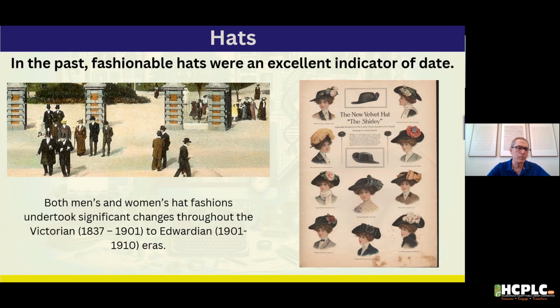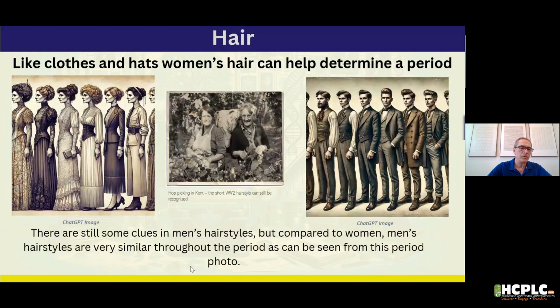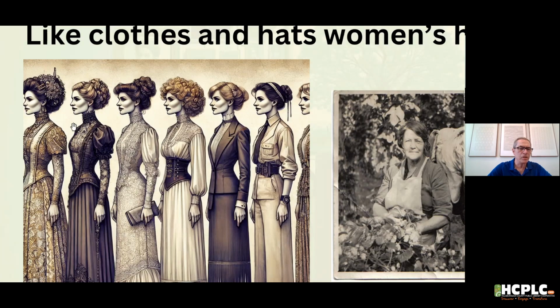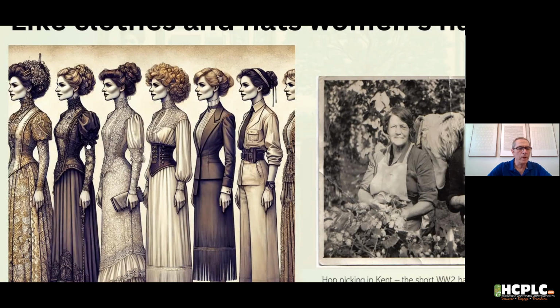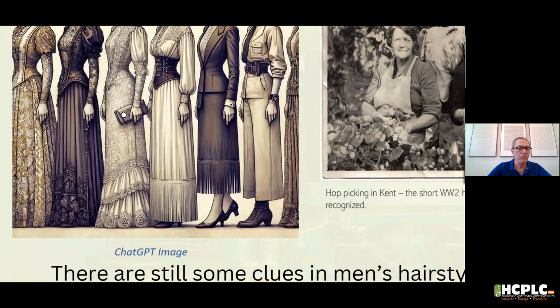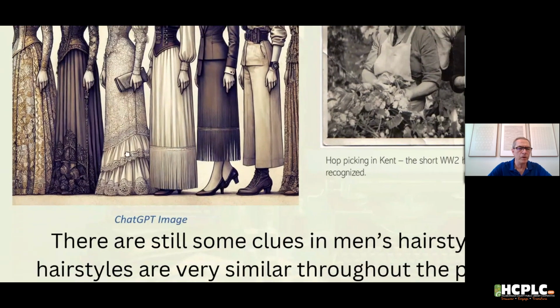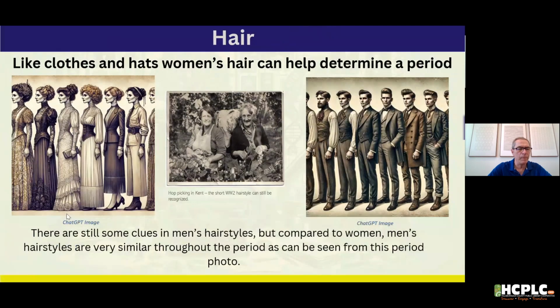So we talked about fashion, we talked about clothes, and we talked about hats. What about hair? And so I actually generated these two photographs from ChatGPT, or images, should I say, rather than photographs. And I asked ChatGPT to give me 6 different generations of women's hair. It's done an okay job, but what it indicates there is women's hair does change by period. So there are a lot of clues in the hairstyle and the clothes of women when that photograph would have been taken.